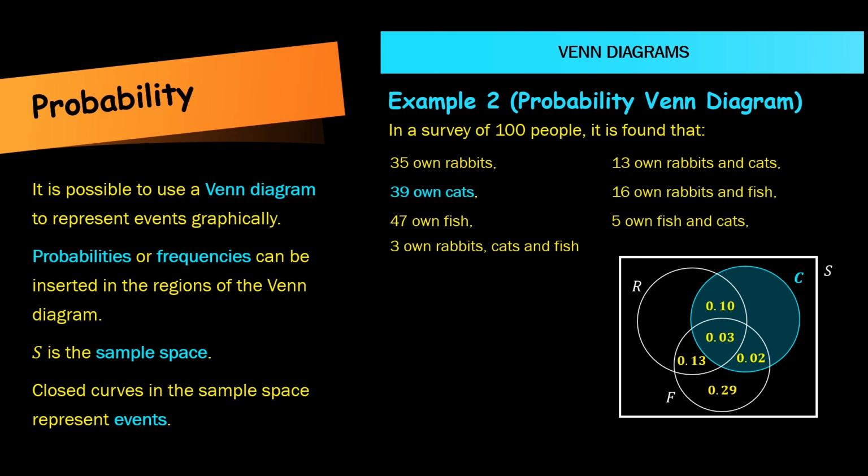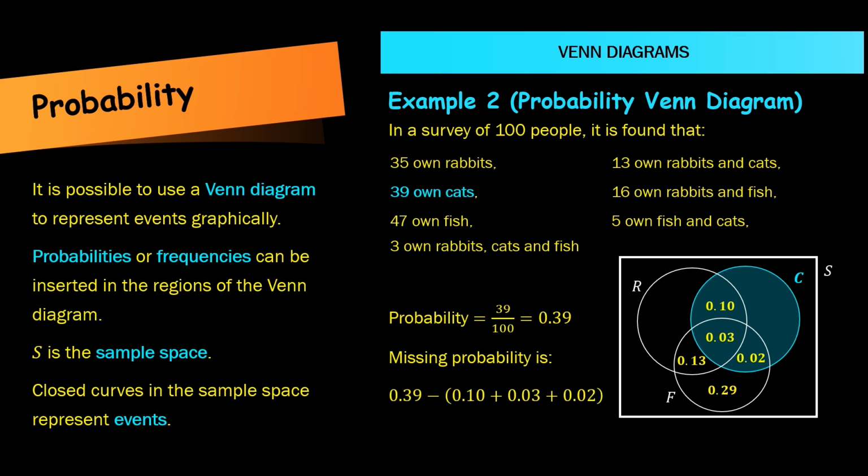And now for the cats section, that's been shaded. 39 people own cats. The probability of owning a cat is therefore 39 out of 100, which is 0.39. Again, the missing probability is 0.39 minus all the other probabilities added together which are in that circle, and that gives us 0.24. So we plug that in as shown in the shaded area.